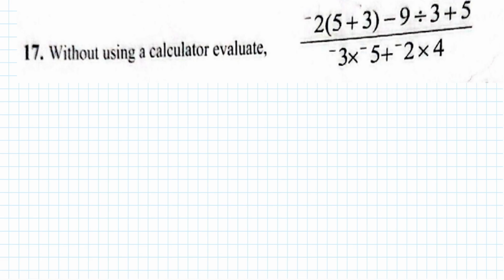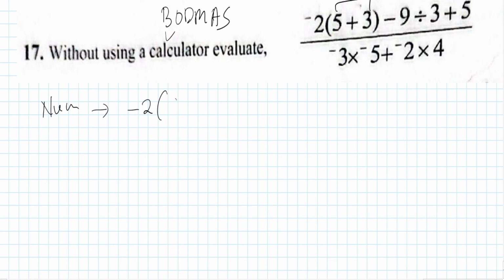Now, without using a calculator, evaluate this: minus 2 into bracket 5 plus 3, minus 9 divided by 3 plus 5, over minus 3 times negative 5 plus negative 2 times 4. Again, you'll use BODMAS for this question. Just likewise, let's start with the numerator, then we'll go to the denominator. For the numerator, obviously, we start with the bracket. 5 plus 3 is going to give us 8.